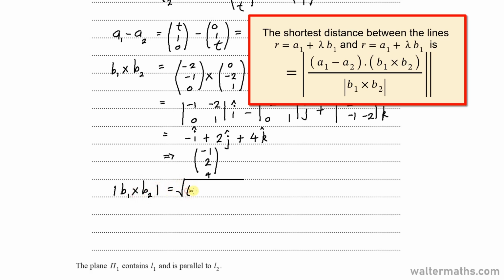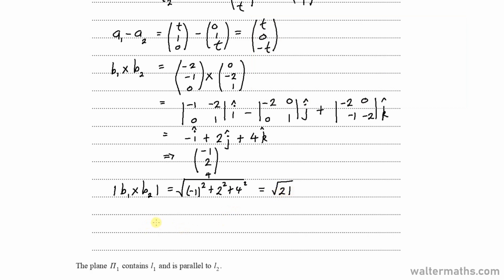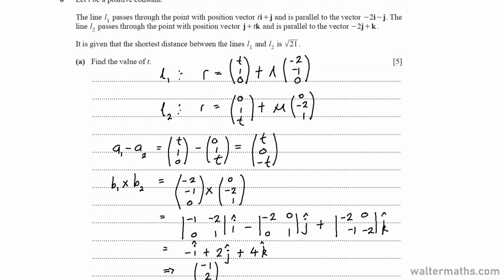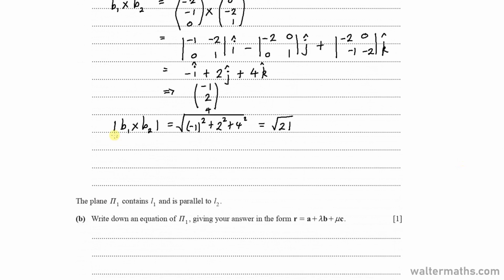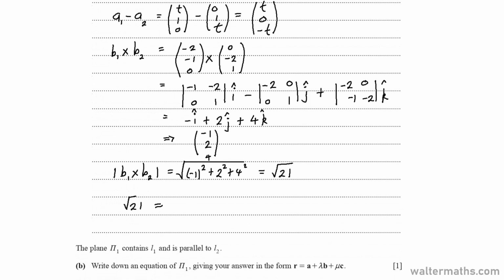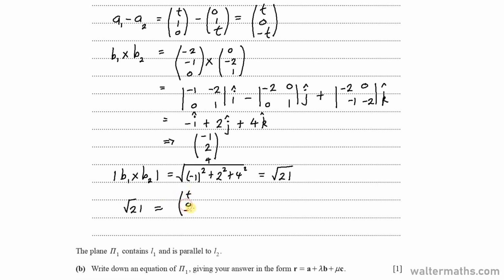So that's simply going to be minus 1 squared plus 2 squared plus 4 squared. And this is going to give us 1 plus 4 plus 16, which is 21. So that's root 21. Now, applying the formula, according to the question, they say the shortest distance between the lines L1 and L2 is root 21. So we are saying root 21 is equal to, and we have a1 minus a2, which we got to be (t, 0, minus t), dot product with b1 cross b2, which is (minus 1, 2, 4), over the modulus of b1 cross b2, which is root 21.